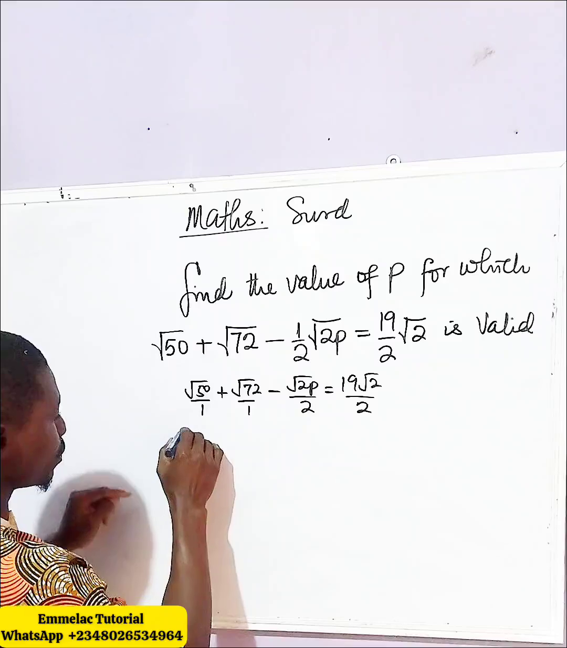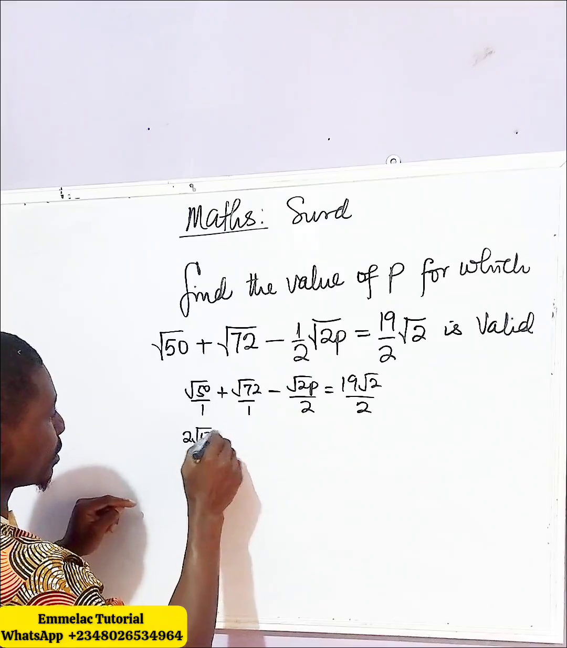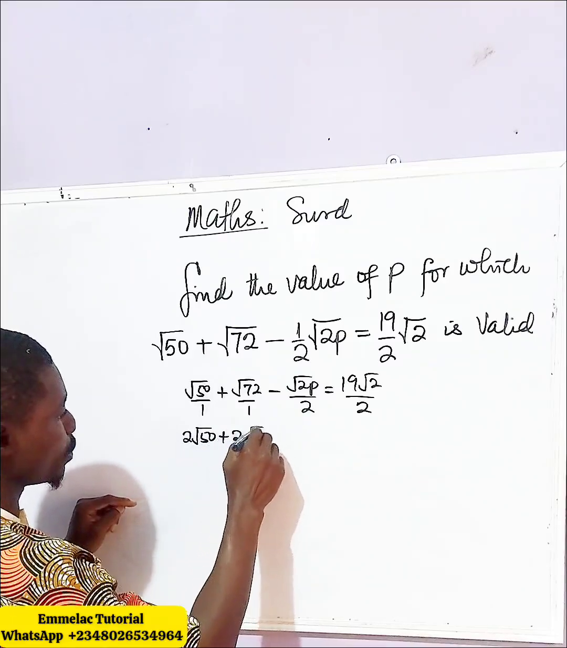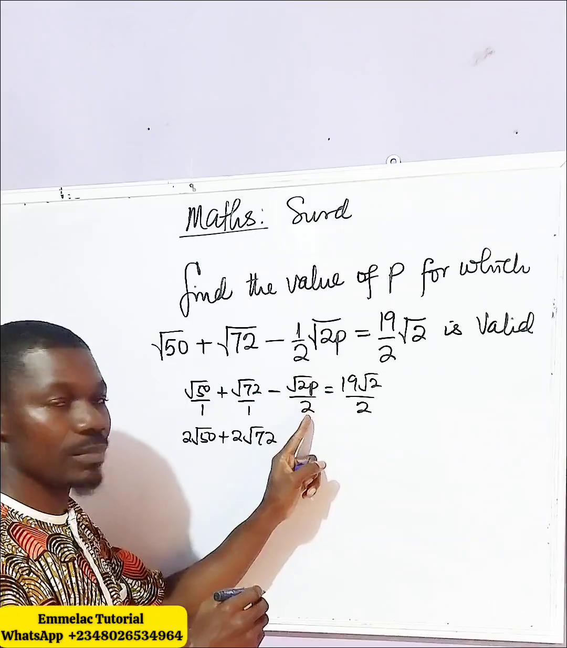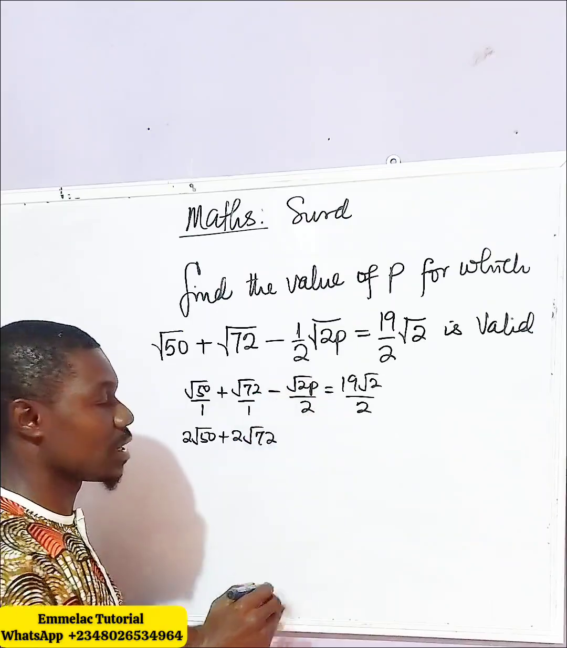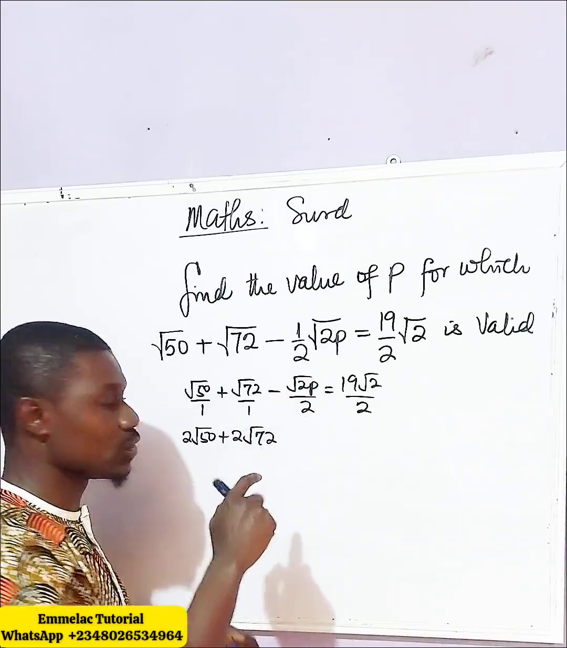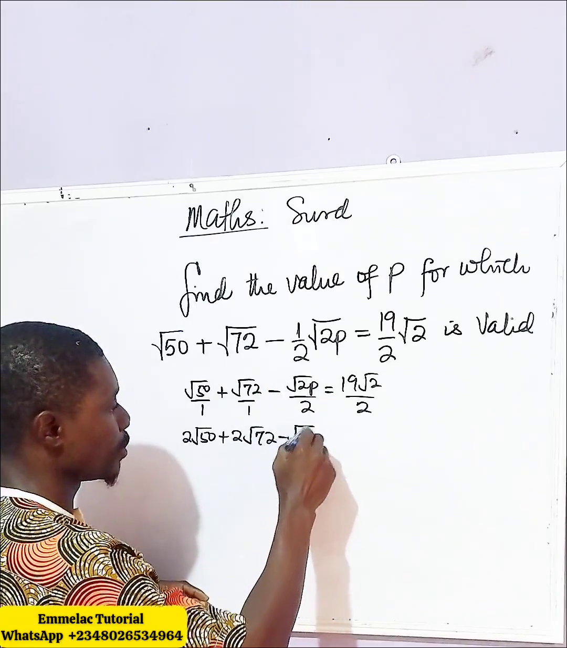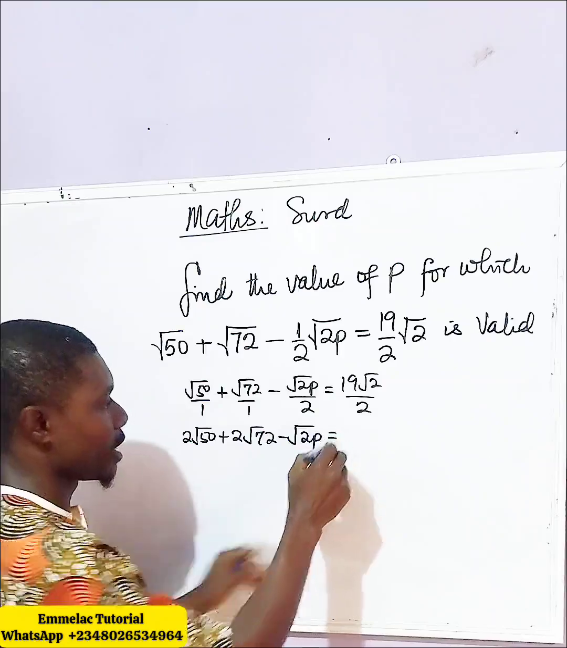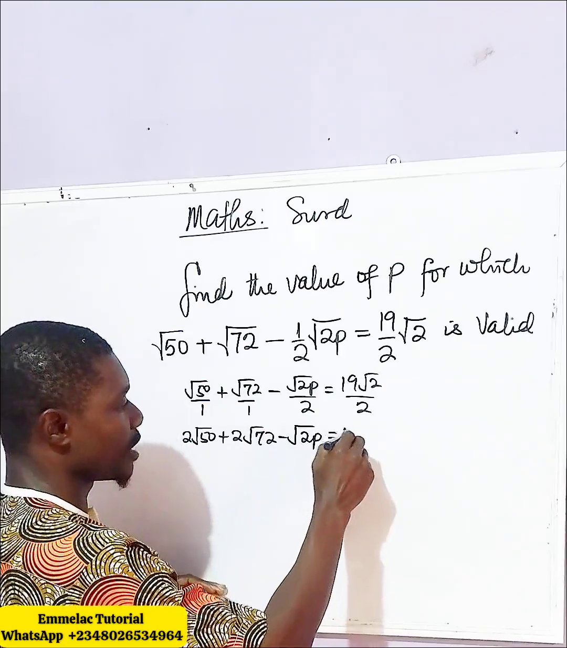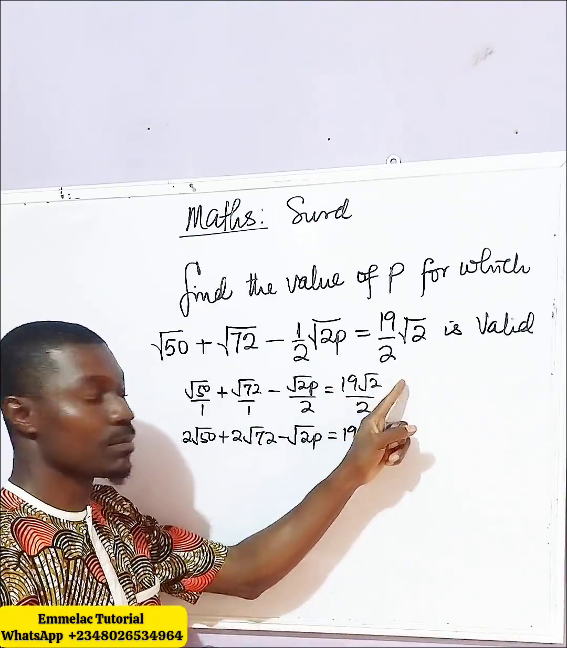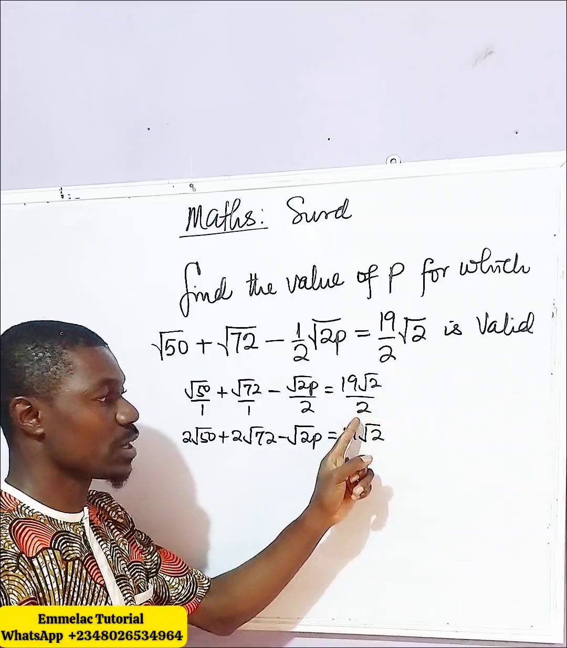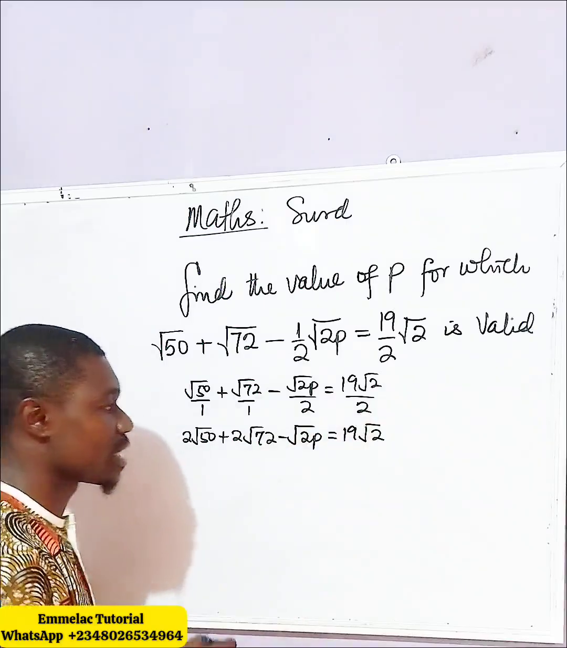So we end up having 2 root 50 plus 2 root 72. At this point, we multiply this whole term by 2, then that 2 undoes this 2, giving us minus root 2p. The same thing here, we have 19 root 2. When we multiply the whole of this term by 2, that 2 undoes this 2, and we're left with 19 root 2.